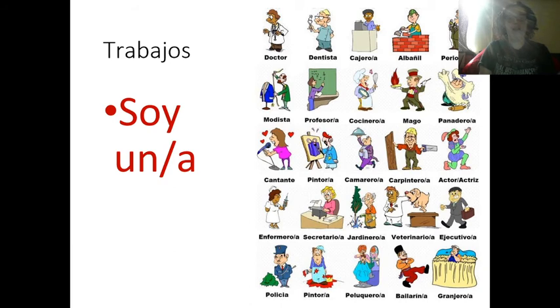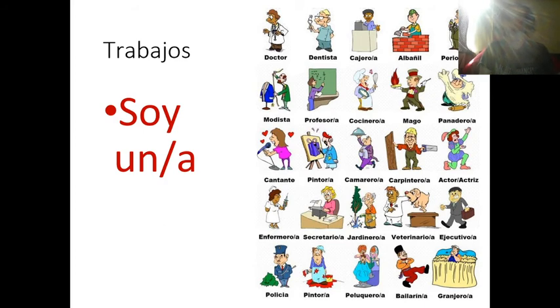Cantante, singer. Pintor or pintora, your painter. Camarero, camarera, waitress or waiter. Carpintero, carpintera. Well, that sounds very similar to the English there, so carpenter.